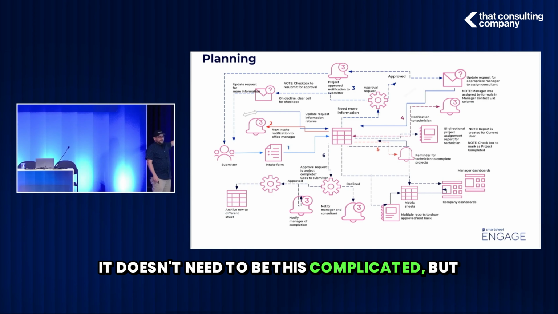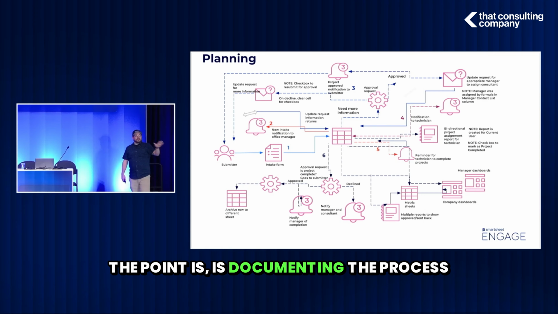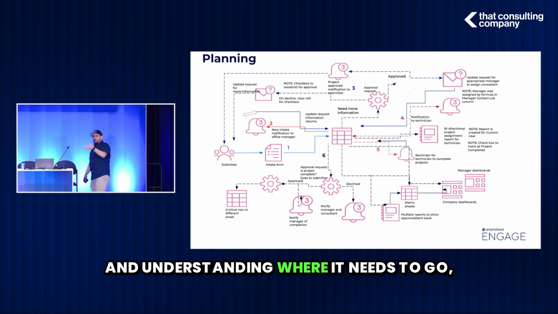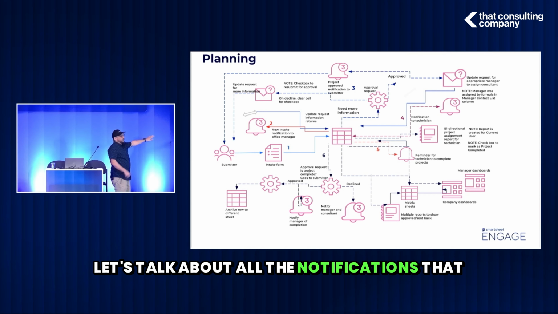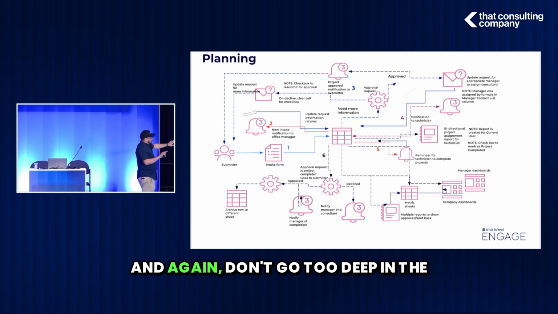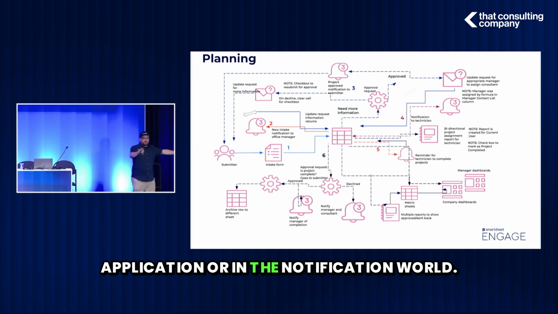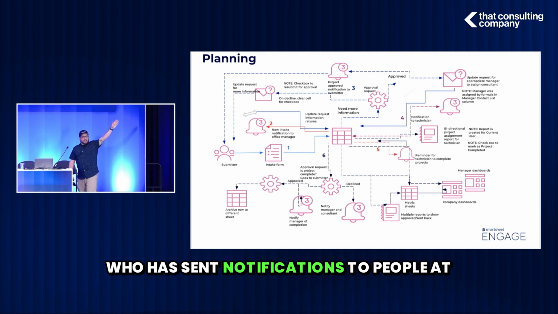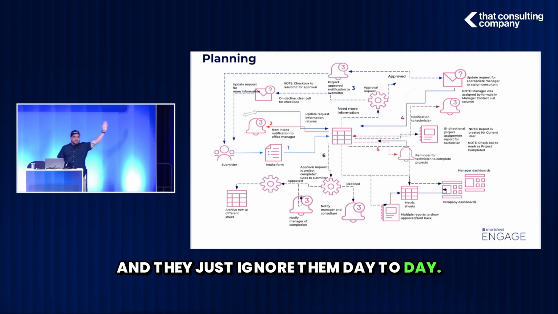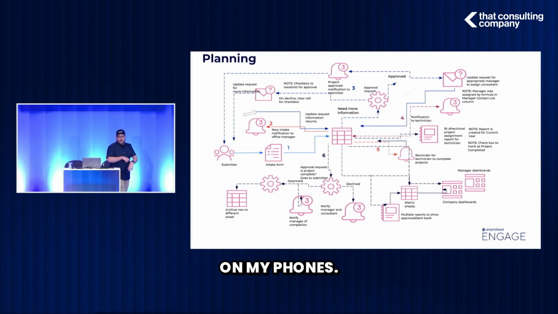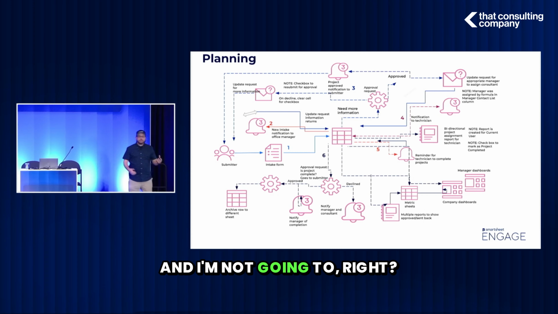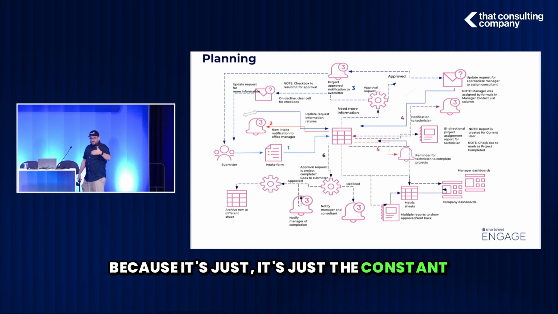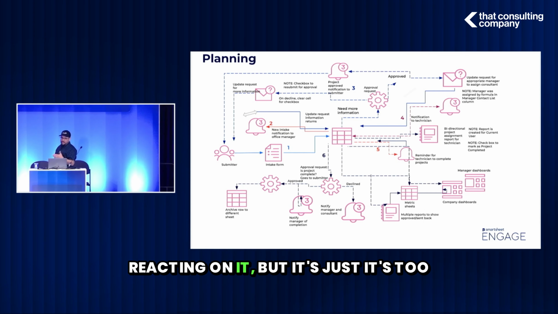It doesn't need to be this complicated, but the point is documenting the process and understanding where it needs to go, where it could go, all the way down to, let's talk about all the notifications that have to happen. And again, don't go too deep in the application or the notification world. Who sends notifications to people with Smartsheet and they just ignore them day to day, right? It's like my water reminder app on my phone. Every 20 minutes, Joe, did you drink water? I'm like, shut up. No, I didn't. And I'm not going to, right? Because it's just the constant there. I know it's there and I know I should be reacting on it, but it's too much.